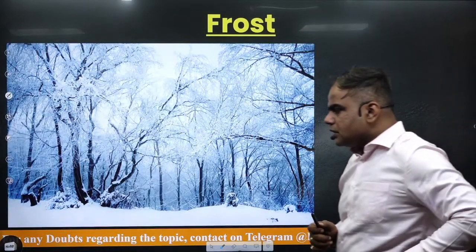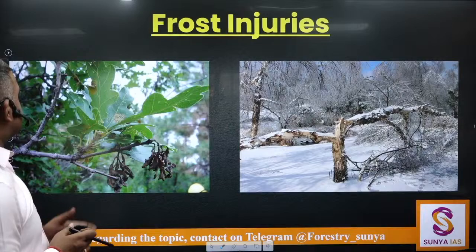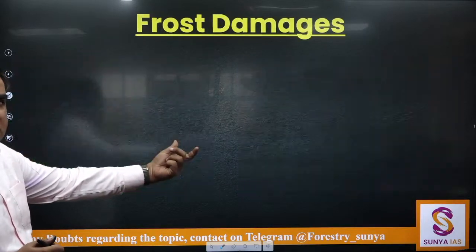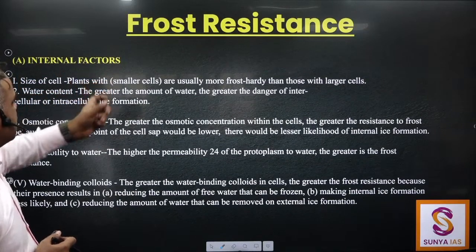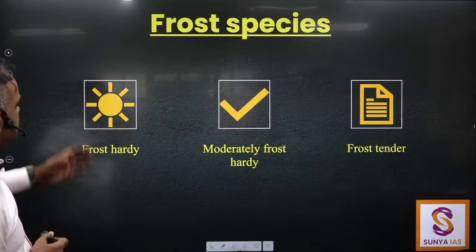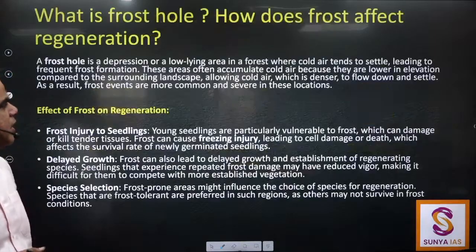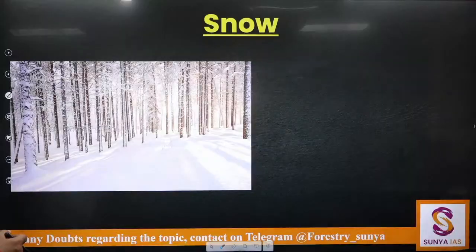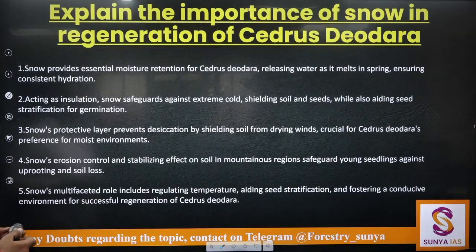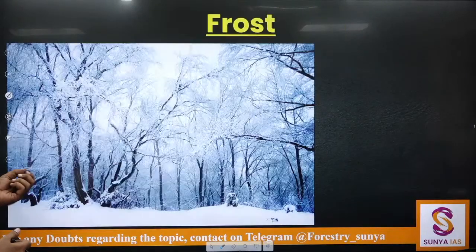Right. Now within the climate part, one part I had been speaking again and again is the aspect related to frost. So we'll see frost, we'll see the injuries because of frost that keep on happening. Then what are the internal factors that lead to frost resistance, what are the external factors, some name of the species also we'll write, what are the frost hardy species, which are moderate frost hardy, and what are the frost tender, and what is the frost hole also we'll have a look at. And then we'll go into the aspects of snow.